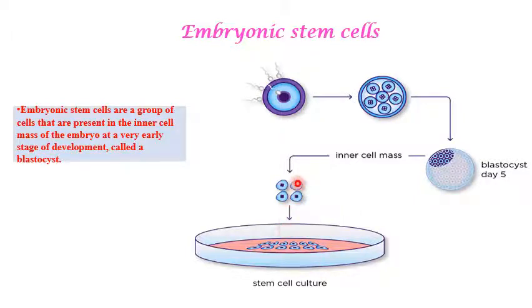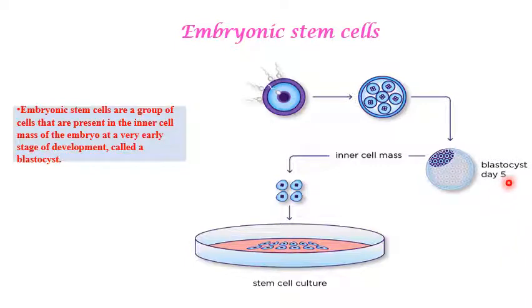Okay, and these embryonic stem cells, when they are present in the gonadal region of the animal, undergo several differentiations where they form male and female gametes. So when they are present in the gonadal region of the animals, they act as embryonic stem cells, and these embryonic stem cells in the gonadal region undergo differentiation to form male as well as female gametes. This is a pictorial representation of a stem cell culture.